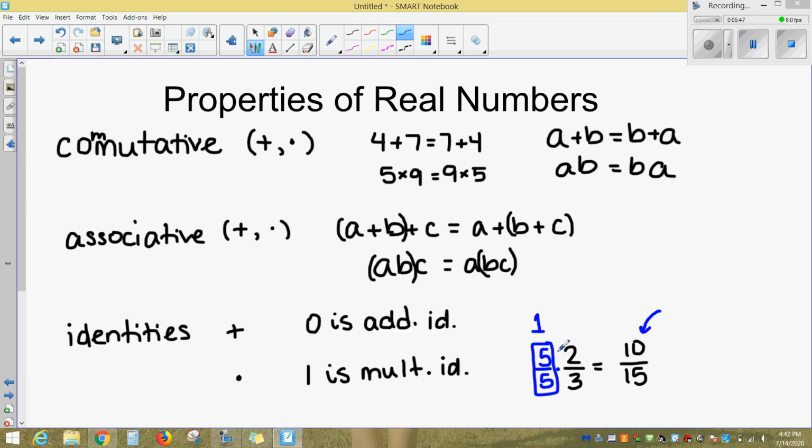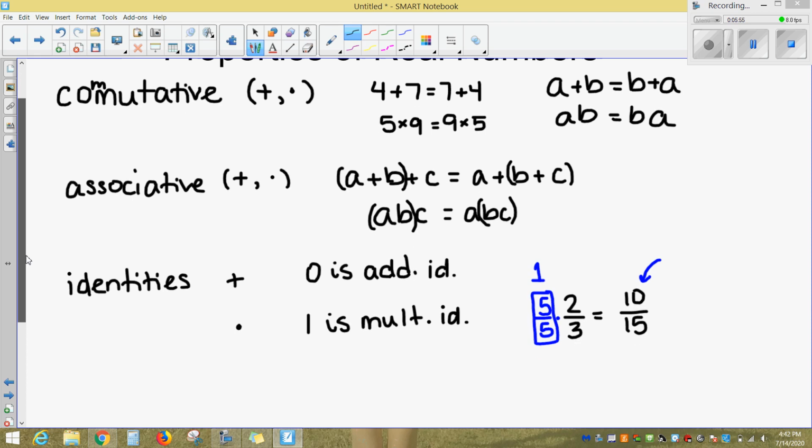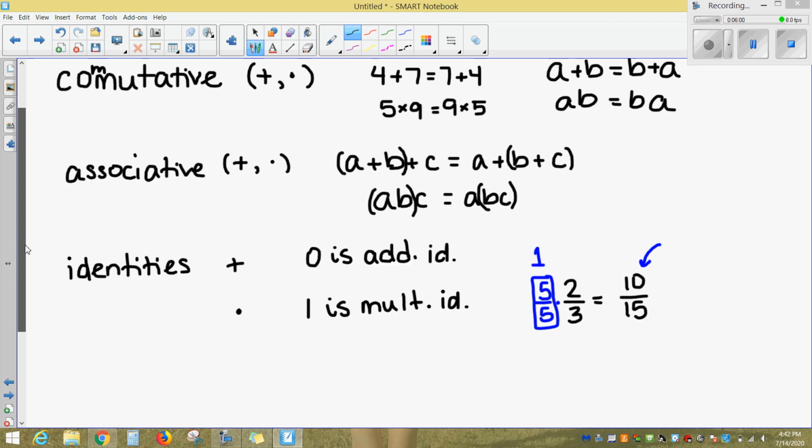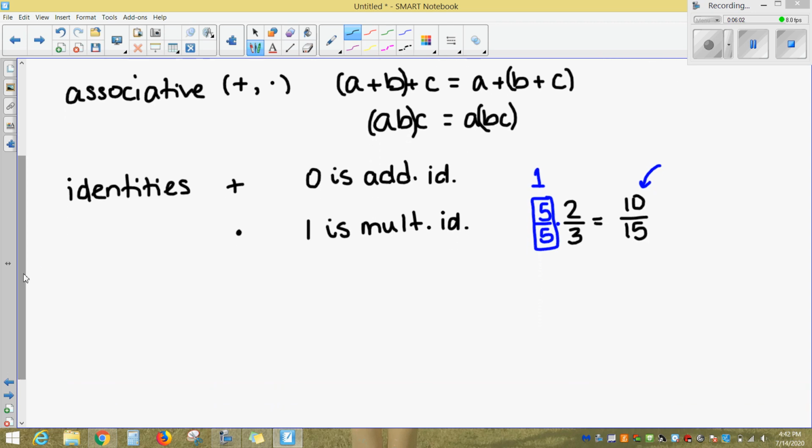Okay, so I didn't change its value because I multiplied it by 1, but I definitely changed the way it looked. So we, again, use these things a lot in our underlying steps, but we don't always stop to verbalize it and call it by name, that that's what we're doing. Any operation that has an identity then has an inverse. And so we have inverses for both addition and multiplication again.